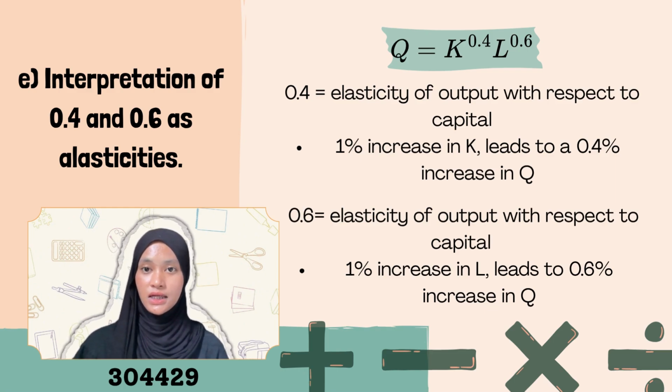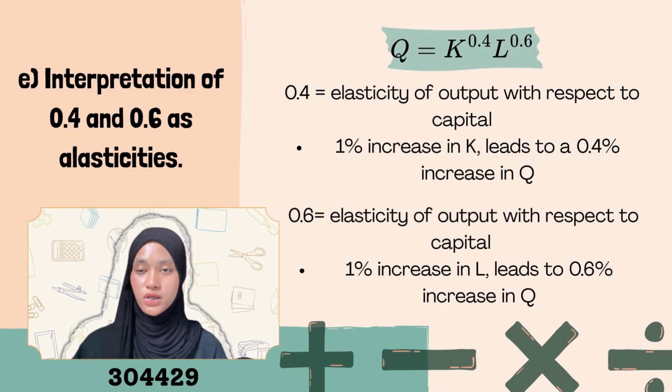These elasticities tell us how responsive output Q is to changes in input. 0.4 means if we increase capital K by 1%, output Q will increase by 0.4%, holding labor constant. 0.6 means if we increase labor L by 1%, output will increase by 0.6%, holding capital constant. So, the numbers 0.4 and 0.6 represent how sensitive output is to each input, and together they tell us the type of returns to scale the firm has.